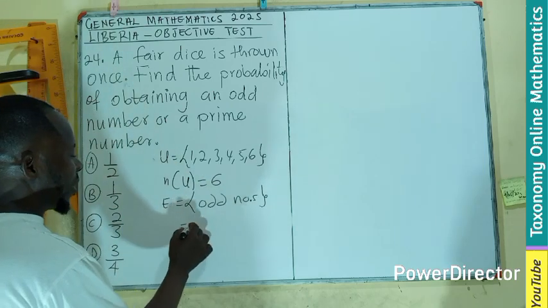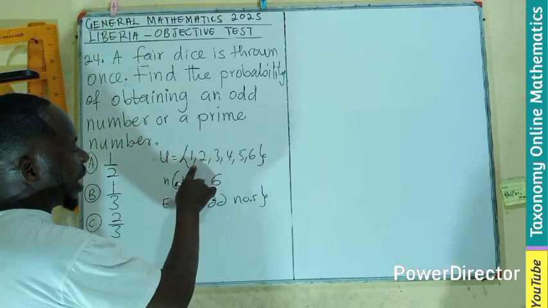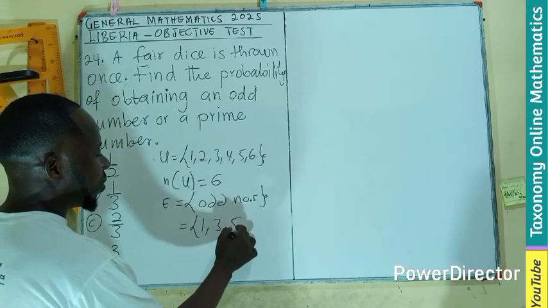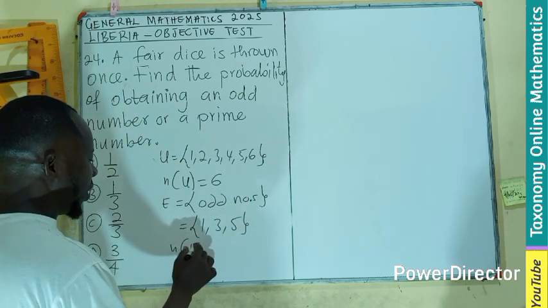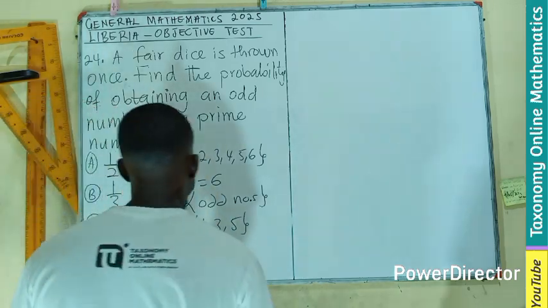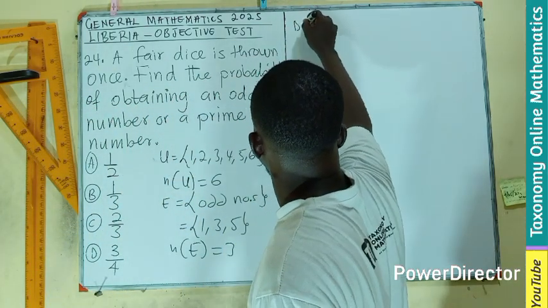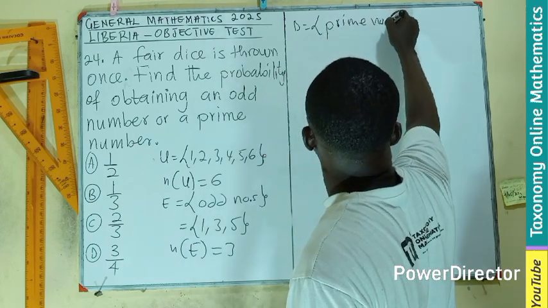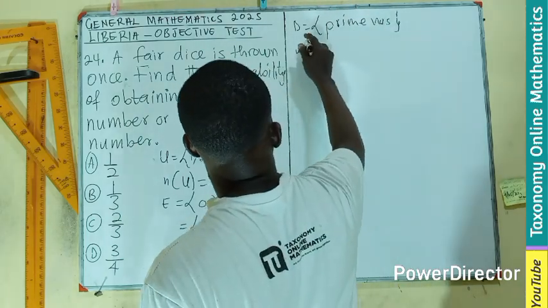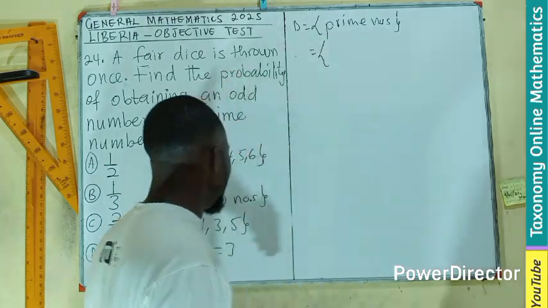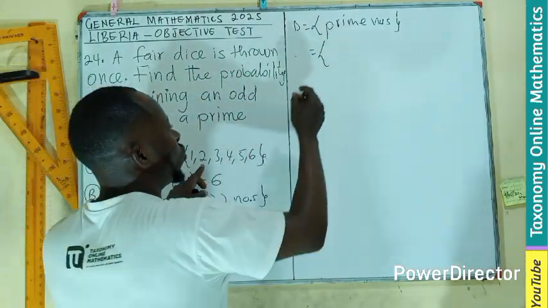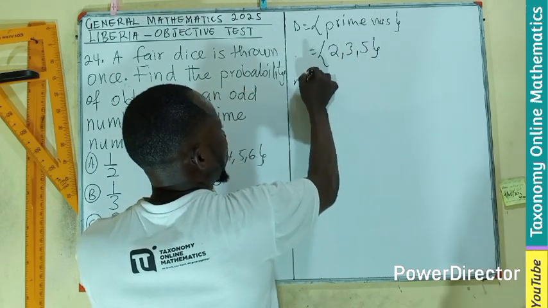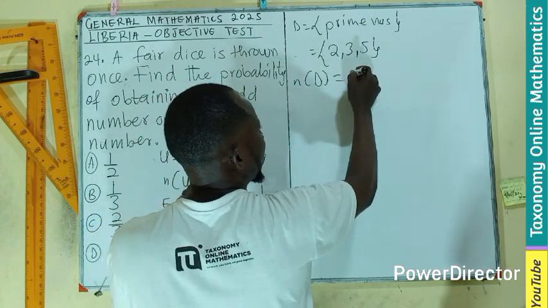So if E is the odd numbers, among here we have 1, 3, and what? 5. So number of E will also be equals to what? 3. Then let D be the set of prime numbers. So we can now have our set of prime numbers from the same set. 2 is a prime number, 3 and what? 5.